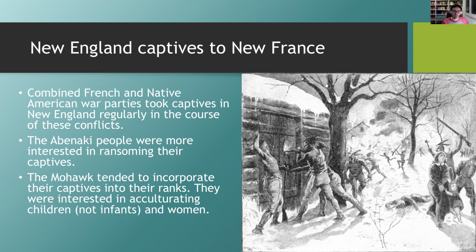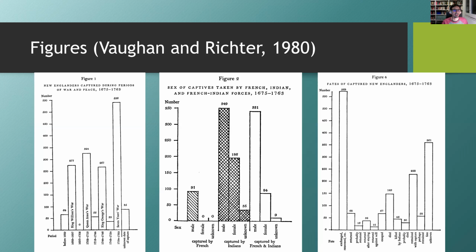The Mohawk are part of the Iroquois, so they were following this tradition of replenishment of their numbers, ritualistically substituting a person whom they had lost. So they were interested in acculturating or acquiring children, not infants, not babies. Babies and infants were generally killed. But children that were already grown, already healthy, were taken, and also they would take women to fulfill various roles in their society.